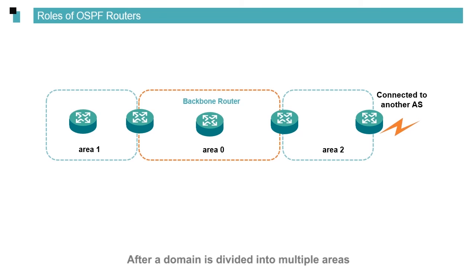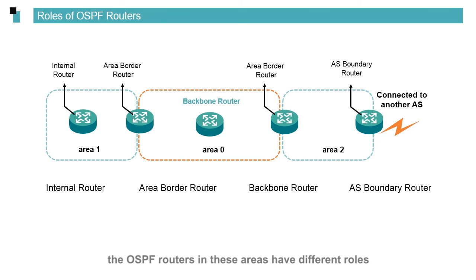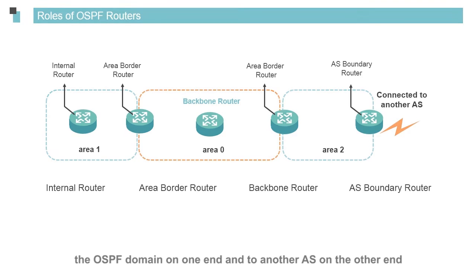After a domain is divided into multiple areas, the OSPF routers in these areas have different roles. OSPF routers in common areas are called internal routers, while a router belonging to both a backbone area and a non-backbone area is called an area border router, ABR. An ABR can be used for route aggregation and packet filtering. A router in Area 0 is called a backbone router. The last one is AS Boundary Router, ASBR. An ASBR connects to the OSPF domain on one end and to another AS on the other end.